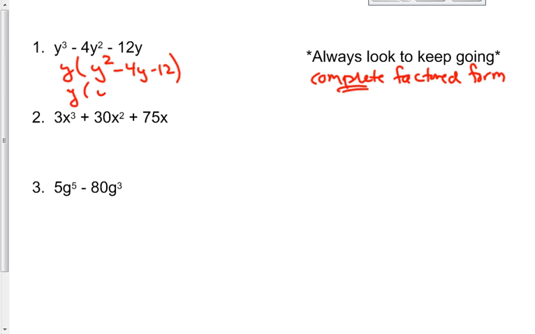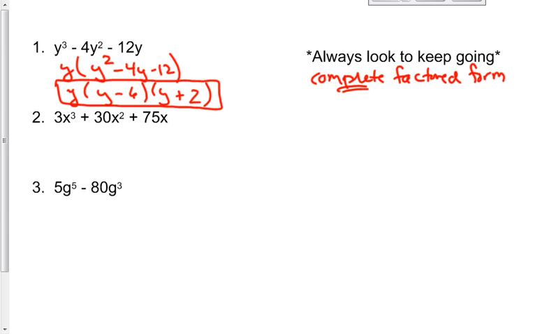y and y. Two numbers that multiply to give us negative 12 that will add up to give us negative 4: 6 and 2. Bigger number takes the sign, so the 6 will take the negative sign, and a plus 2. This one is now completely factored. y minus 6, y plus 2.